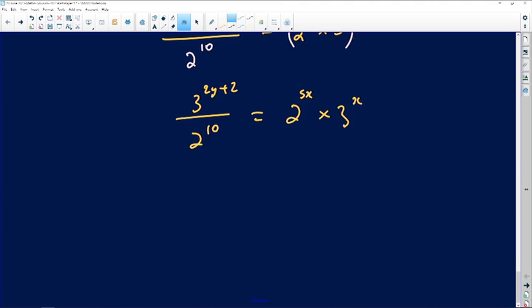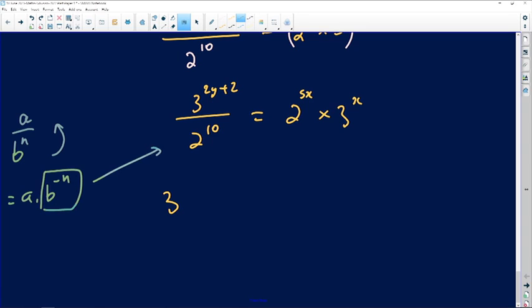On the left hand side, I'm going to apply the laws of exponents that say if you have a over b to the power of n, you can literally rewrite this as a times b to the power of negative n. Notice that the n changes sign from positive to negative. So I'm going to apply that on this particular denominator here because I don't like the fact that my 2 is on the denominator. So I'm going to have 3 to the power 2y plus 2. Now the 2 becomes 2 to the power of negative 10. It's going to be 2 to the 5x multiplied by 3 to the power of x.